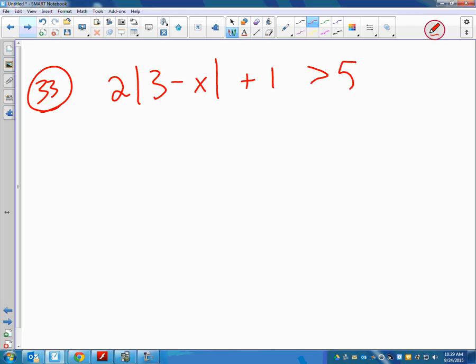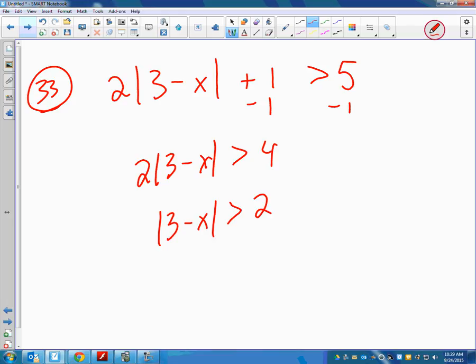32, 33 is the lowest value. 33 is the most complicated. Yeah, 33. Also, we had one like this, maybe not as complicated, the one with a number outside on the last quiz that we took. Before you rewrite your absolute value, remember that you have to get it by itself. So step one is I would subtract one. Say 2 times the absolute value of 3 minus x is greater than 4, and then I could divide by 2. I guess I could divide all at once, but divide by 2, and I would get the absolute value of 3 minus x is greater than 2. So, step 1, get the absolute value by itself.